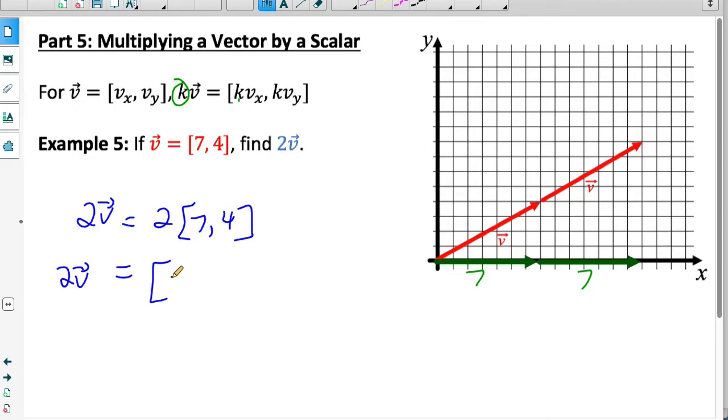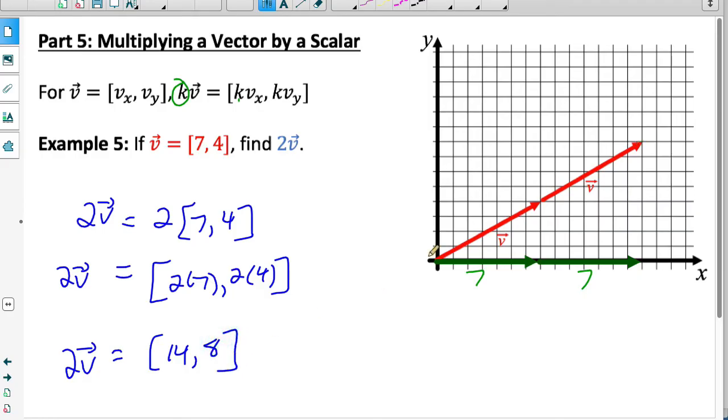So this equals 2 times 7 as the x component and 2 times 4 as the y component. So 2 times vector v written as an algebraic vector is 14, 8. And notice the coordinates at this point would be 14 and then 4 plus 4, 8. So this would be 14, 8 is where the tip of the vector is.